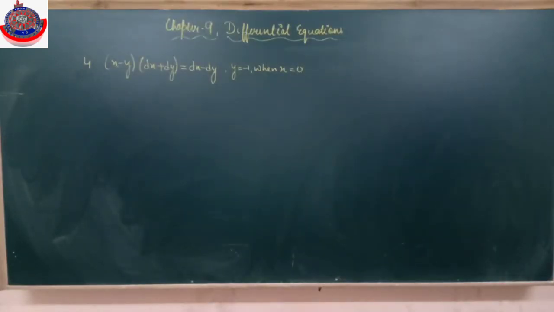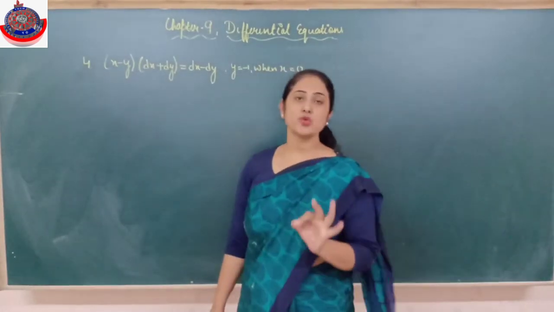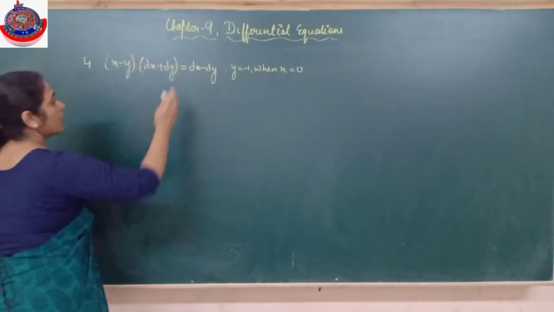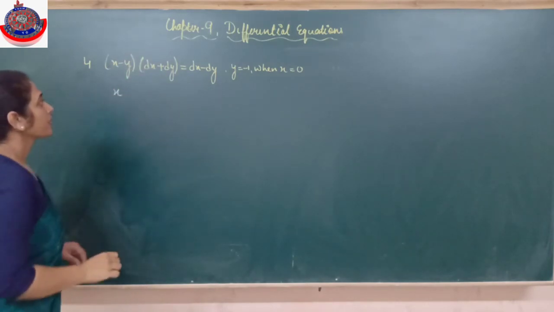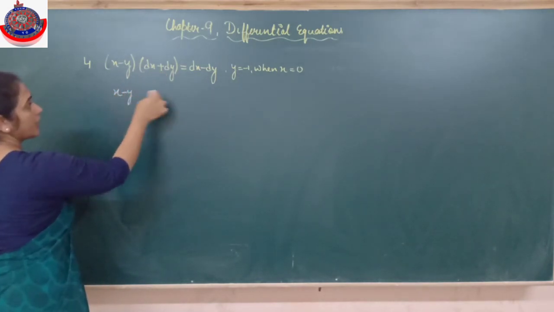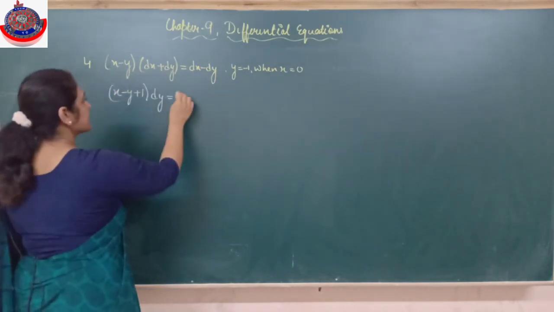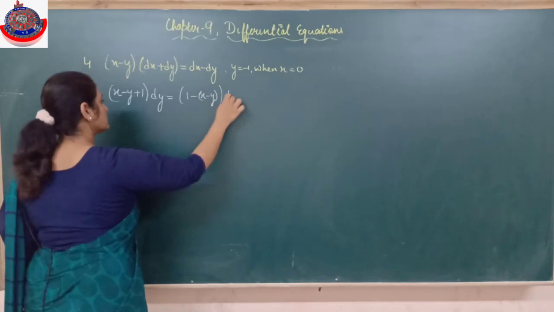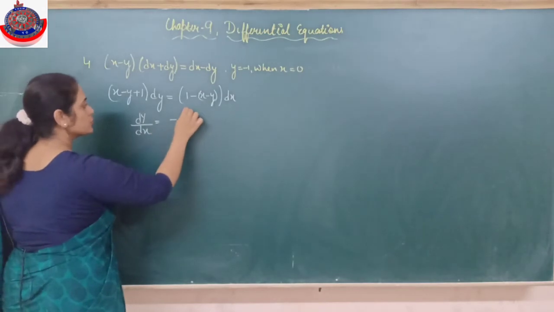Look at the question. (x minus y) dx plus dy is equal to dx minus dy. The first step is always: all dx terms on one side, all dy terms on the other side. So I will segregate. I am bringing dy this side, dx that side. Here with dx what will come? dy, and from there the dx terms that side. I'll bring it as dy upon dx. I'm just taking minus common so that it comes in front.